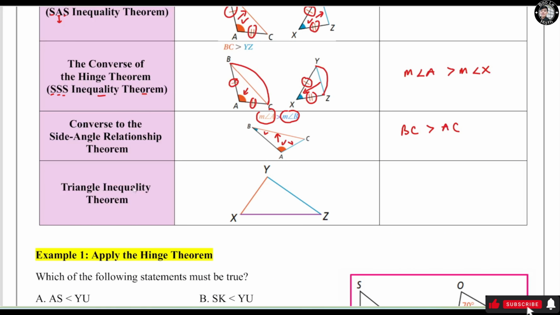And the last one, the triangle inequality theorem. The sum of two sides is always bigger than the remaining side. Alright, so we have SY plus YZ greater than SZ, right? YZ plus SZ greater than SY, right? And the last one, SZ plus SY greater than YZ, right?